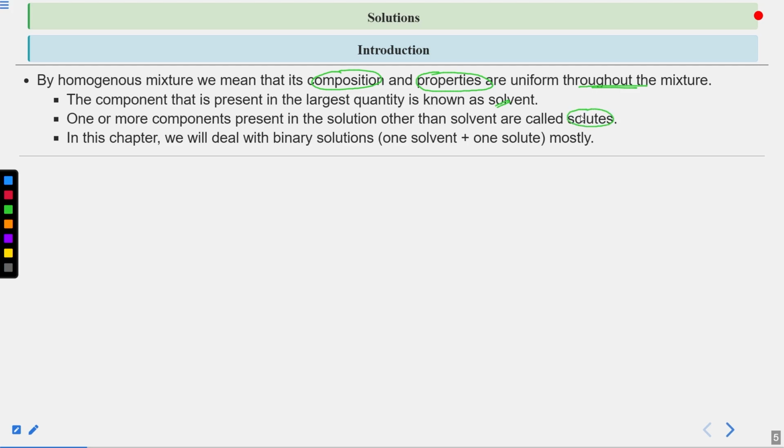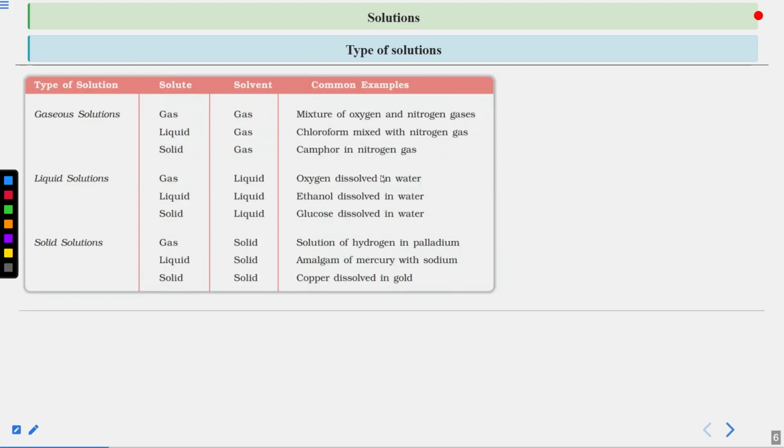Now, there can be one, two or many more solutes, but here we will specifically deal with binary solution. Binary solution means one solvent and one solute. So remember this thing. What are we dealing with? We are dealing with a solution, and a solution is a homogeneous mixture, and specifically we are dealing with the binary solution where we have one solvent and one solute. So this was the overall view of the chapter.